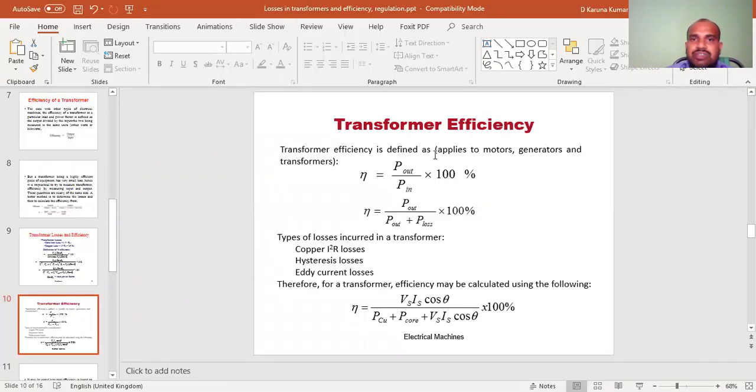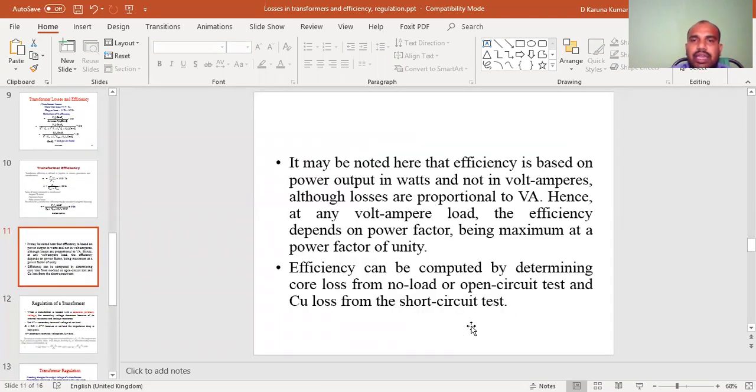So the transformer efficiency is defined as the output power by input power into 100, that is, output power by output power plus losses. The losses are iron losses and copper losses. So efficiency equals output power by copper losses plus iron losses plus output power, into 100. Note that efficiency is based on the power output in watts, not in volt amperes, because the rating of the transformer is in kVA.